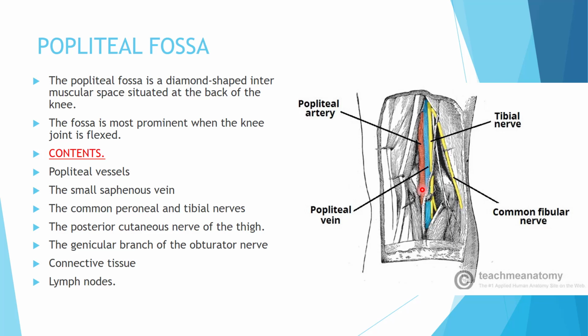Again, I will repeat the contents of the popliteal fossa. First of all, there are popliteal vessels, that is the popliteal artery and the popliteal vein, which are seen in this diagram. This is the red colored artery and this is the blue colored vein. Then there are two nerves which are the branches of sciatic nerve. One is tibial and one is common peroneal or common fibular nerve. Then there is the posterior cutaneous nerve of the thigh and the genicular branch of the obturator nerve, along with the connective tissue and popliteal lymph nodes.